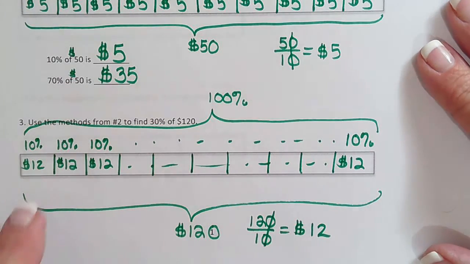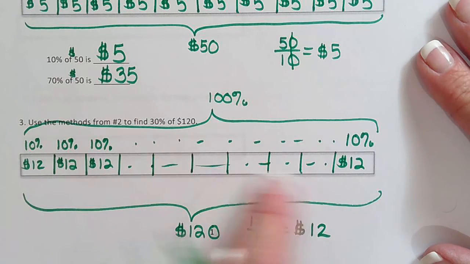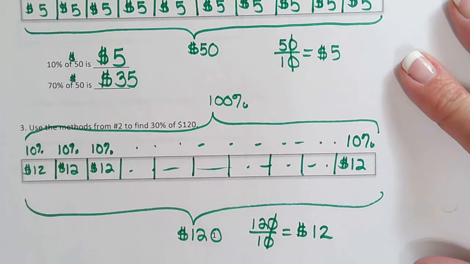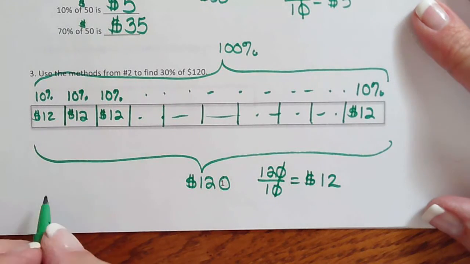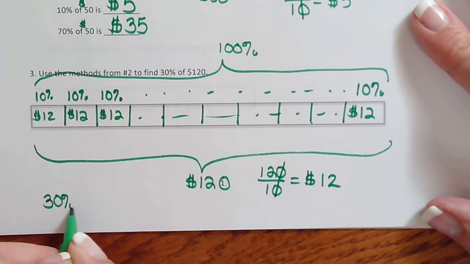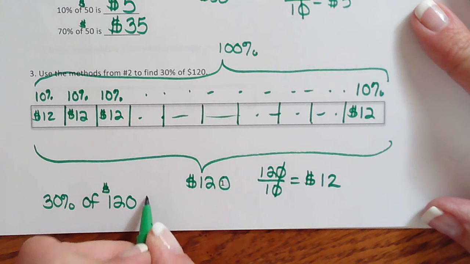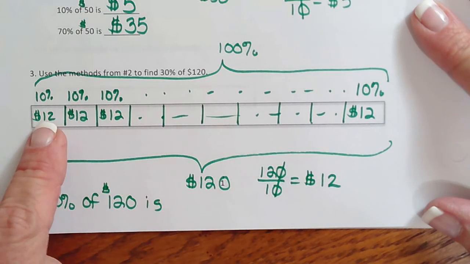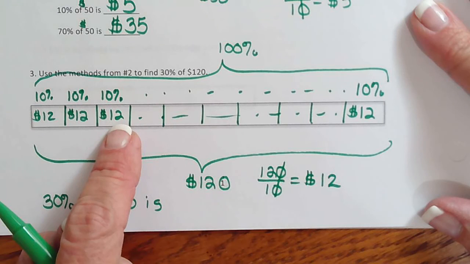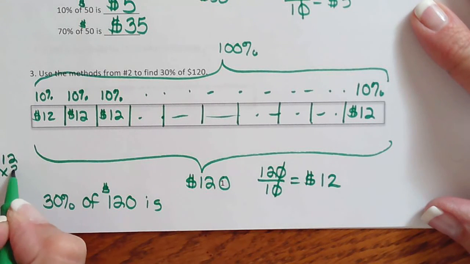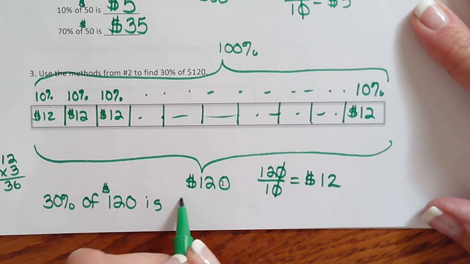And if you're not sure it's right, you can add them all up, or you can go 10 boxes, 12 times 10. Yep, that's $120. So now can you answer the question? I can. So what's 30% of that? 30% of $120 is 12 plus 12 plus 12. So we could say 12 times 3. So $36.